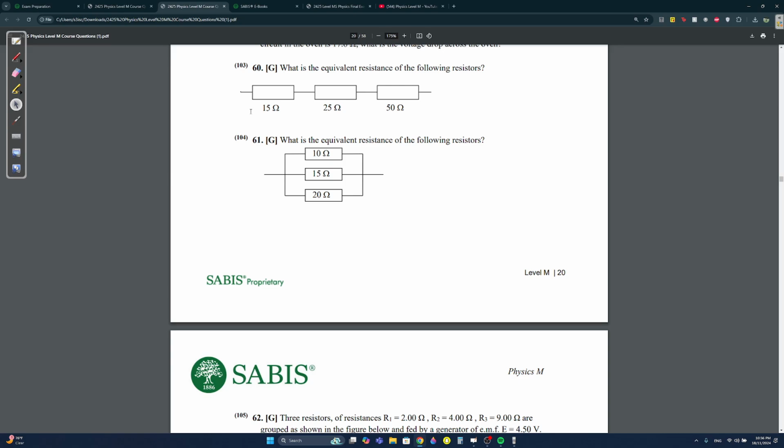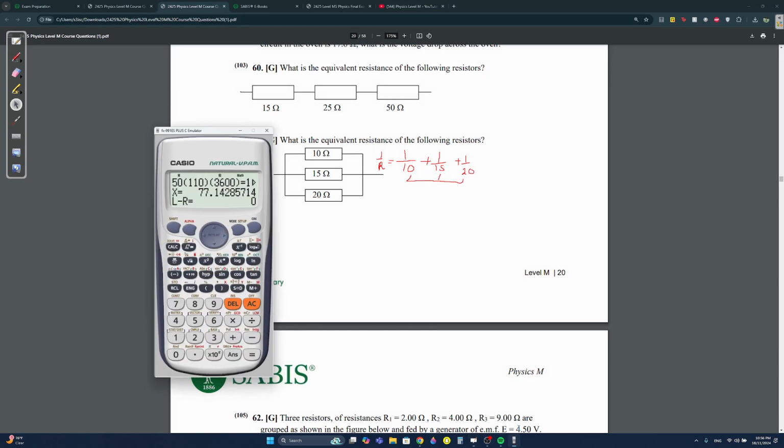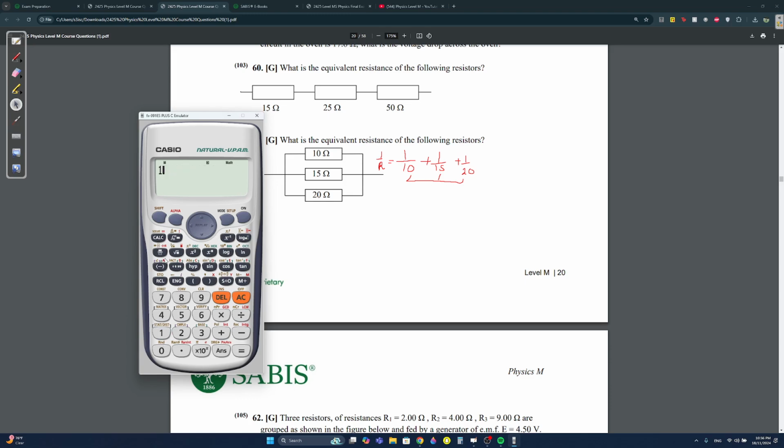What's the equivalent resistance of the following resistors? If they're in parallel, you have to do 1 over R is equal to 1 over 10 plus 1 over 15 plus 1 over 20. So you're going to add these up, and then you're going to flip it. So 1 over 10 plus 1 over 15 plus 1 over 20. And then this 13 over 60, you're basically going to flip it. So you're going to do 60 over 13.